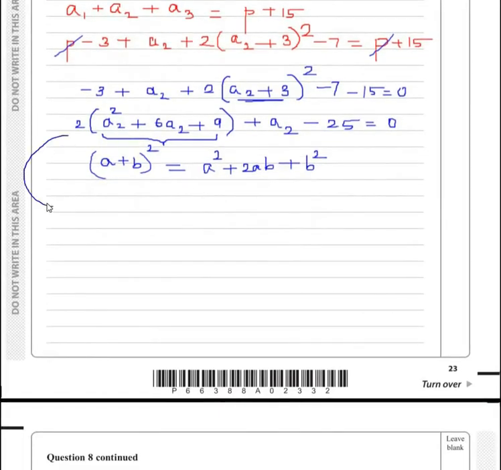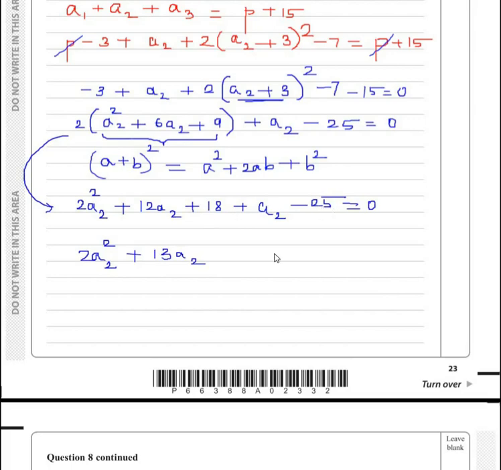Next, further solving this and distributing the brackets, we have 2a2 square plus 2 times 6 is 12a2, 2 times 9 is plus 18, plus a2 minus 25 is 0. So this becomes 2a2 square plus 12a2 plus a2 gives you 14a2, and plus 18 minus 25 gives you minus 7 equals 0.